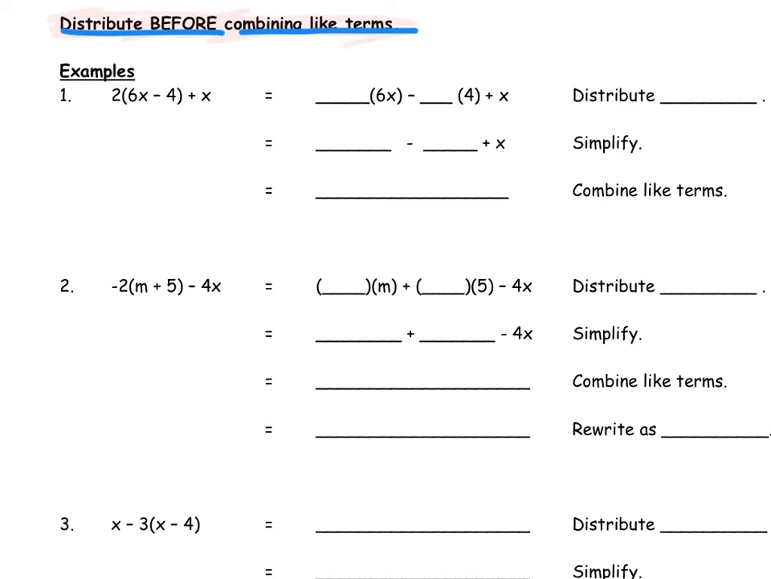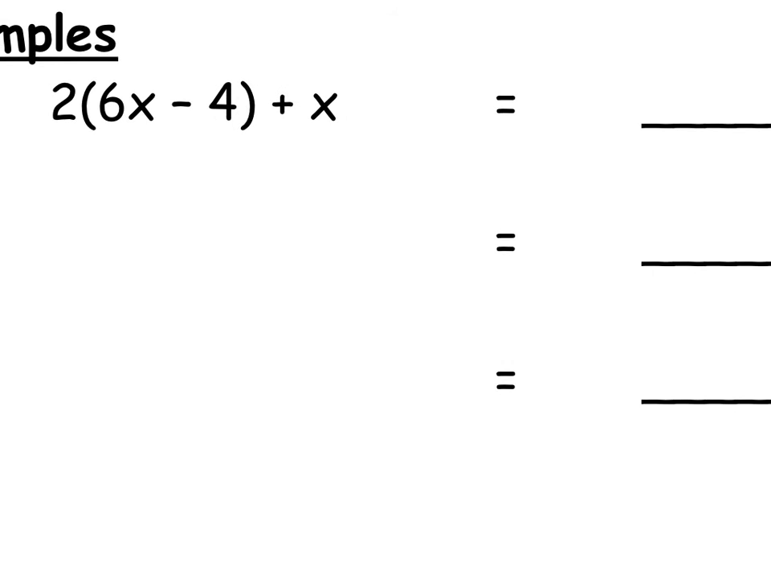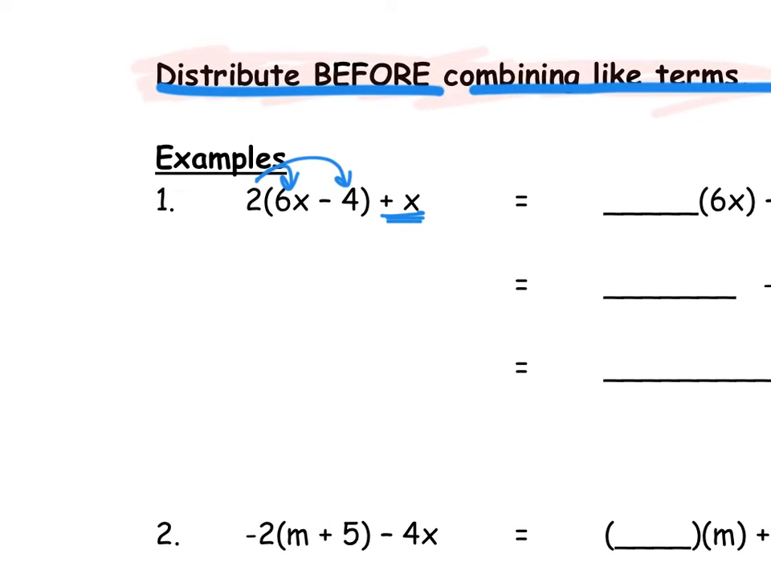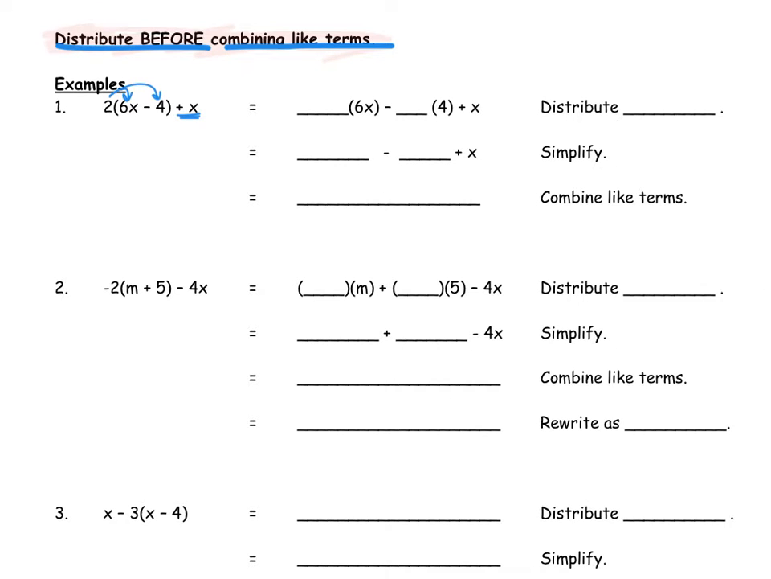So first, we're going to distribute the 2 to the 6x, and then the 2 to the negative 4. Notice we're not doing anything to that positive x because it's sitting outside of the parentheses. So we need to distribute the 2. So we're distributing the 2 to the 6x and the 2 to the 4. So 2 times 6x is 12x. Minus 2 times 4 is 8. And notice that x just keeps coming down because we haven't done anything with it yet.